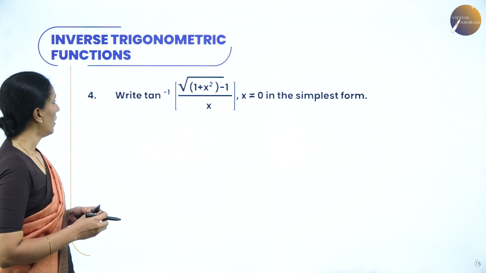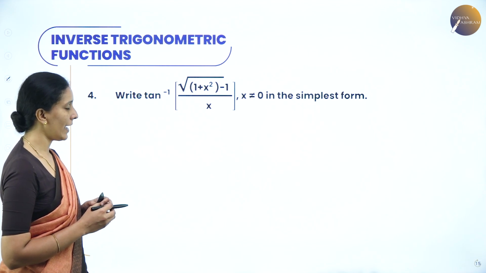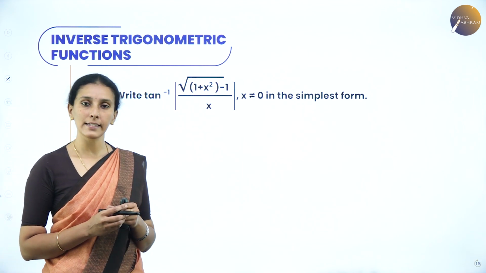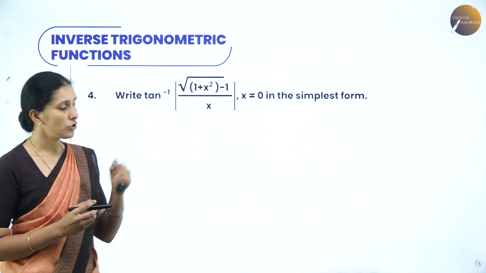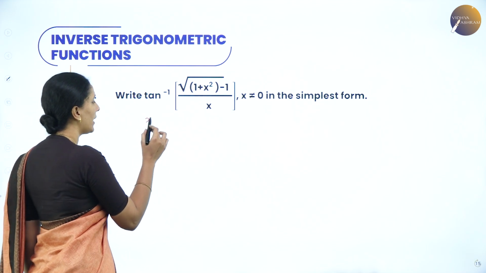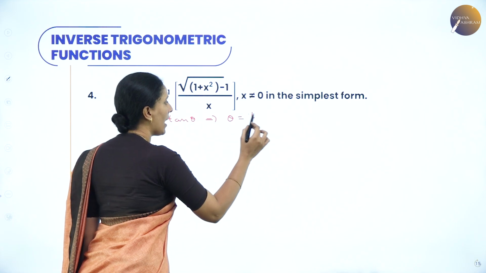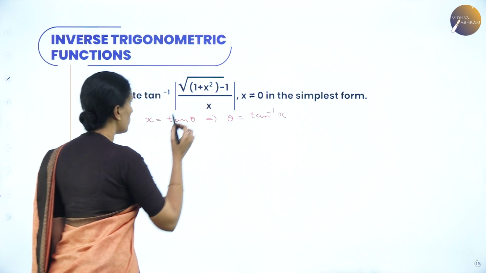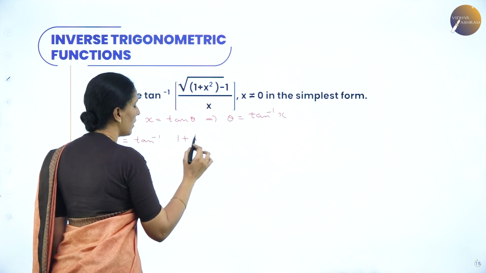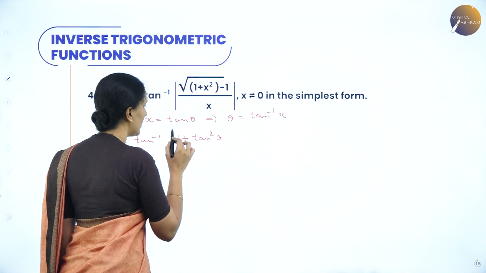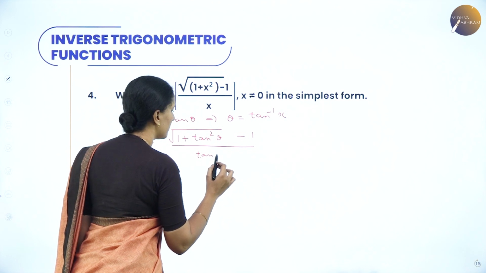Next question. Write tan inverse of (root of 1 plus x square minus 1) divided by x, where x is not equal to 0, in the simplest form. So again we have tan inverse. We need a tan inside the function. So let's take x equal to tan theta here. Then obviously theta is equal to tan inverse x. So if we write this, then we'll get tan inverse of (root of 1 plus tan square theta, minus 1) divided by tan theta.